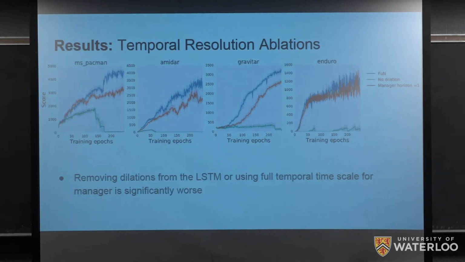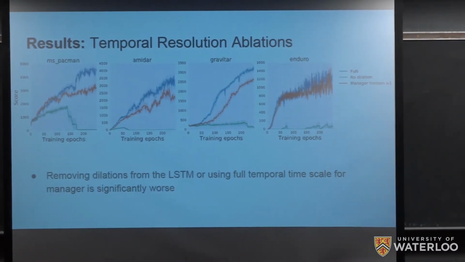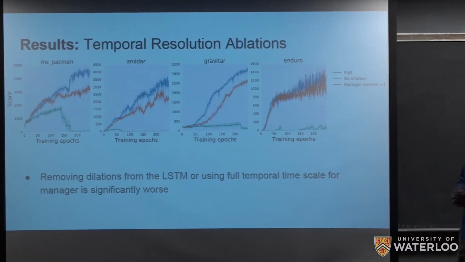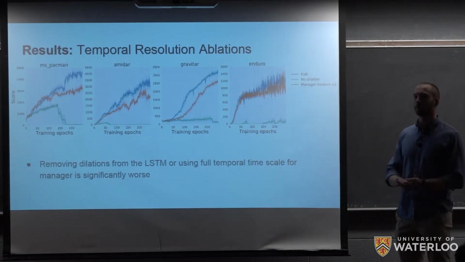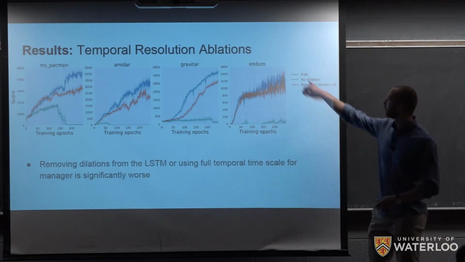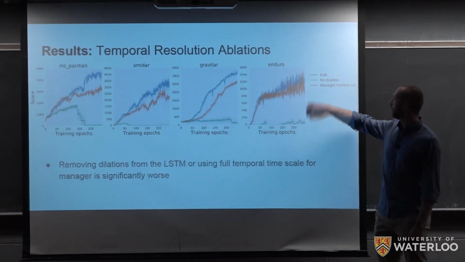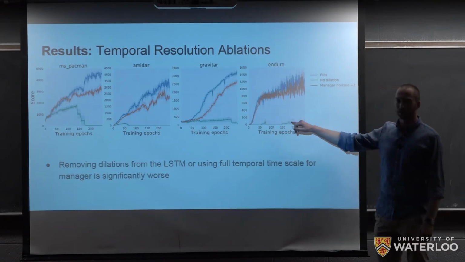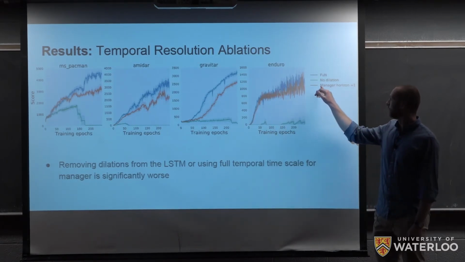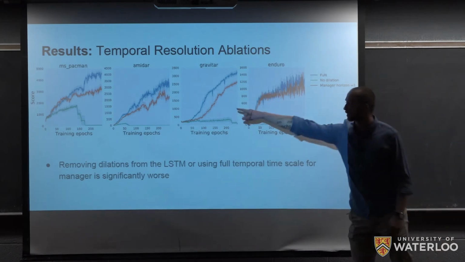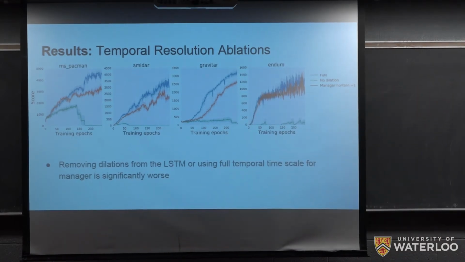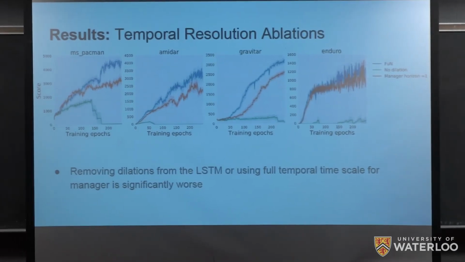So this is the temporal resolution ablation. What they did here was just to prove that using a lower temporal resolution for the manager is actually useful. So if we look here, the blue line is the FeUdal network. The green one is no dilation, which really destroys it. As well, if we look at a time horizon of 1 rather than 10, it'll reduce the performance consistently. So this is just kind of proving that what they did wasn't just random tweaks.